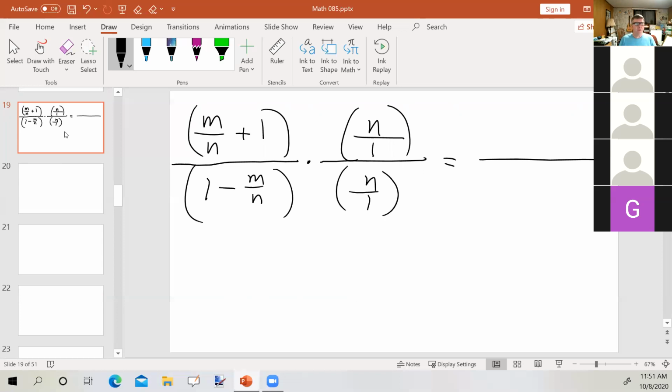Are you ready to distribute? Here we go. M divided by N times N over 1. The N's reduce and we're left with just M.